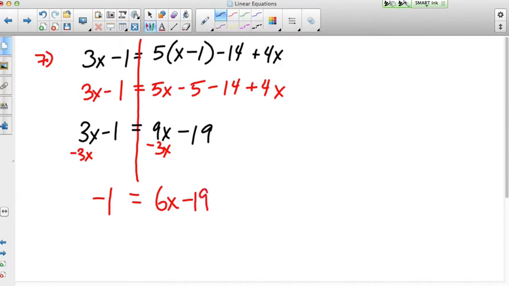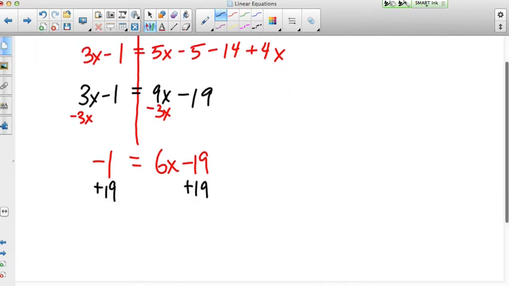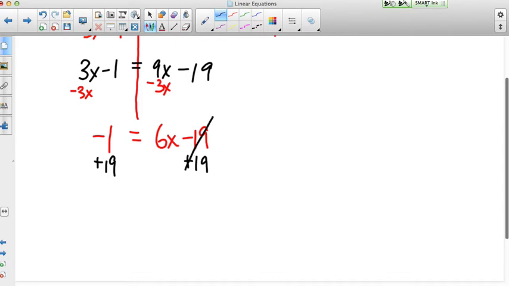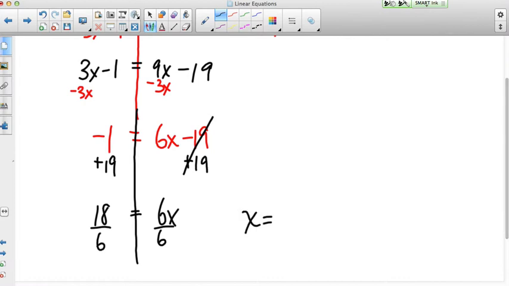Then I combine my constants, or I add 19 to both sides. Cancels, we're left with 6x equals 18. Divide both sides by 6. x equals 3.